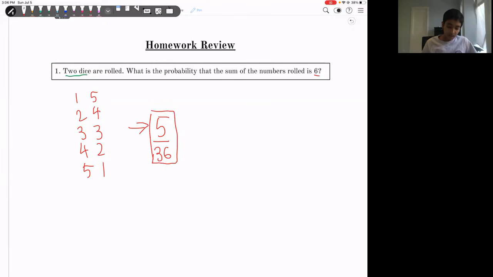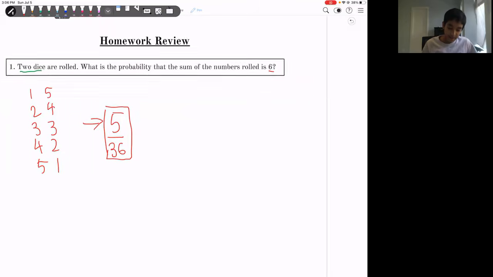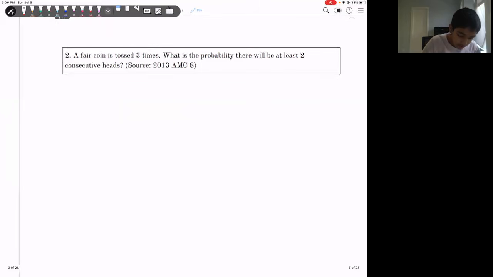Okay, so then let's move on to the next problem. A fair coin is flipped 3 times. What's the probability there will be at least 2 consecutive heads? Okay, so you might see the words "at least," and this typically means you should probably use complementary counting. But in this case, direct casework is actually easier than complementary counting. So let's use that instead.